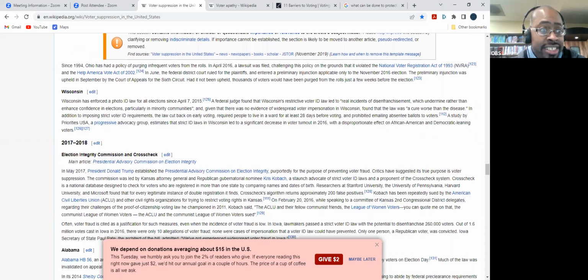In Wisconsin, a photo ID law was enacted in that state since April 7, 2015, which disenfranchised minorities from voting.